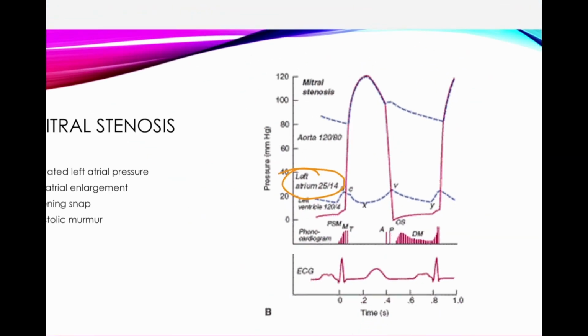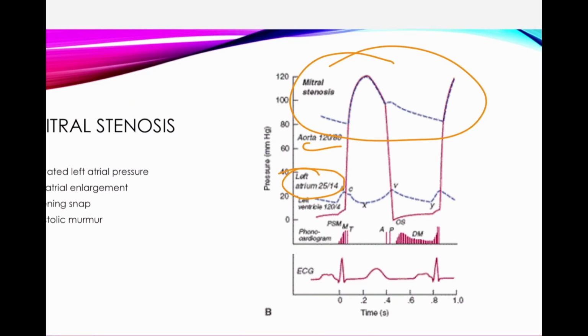If you look at all the ventricular stuff, aortic, it's okay. There's no changes there. Pulse pressure is good, 120/80. There's no issues with that. No widened pulse pressure. We just have elevated left atrial pressures.